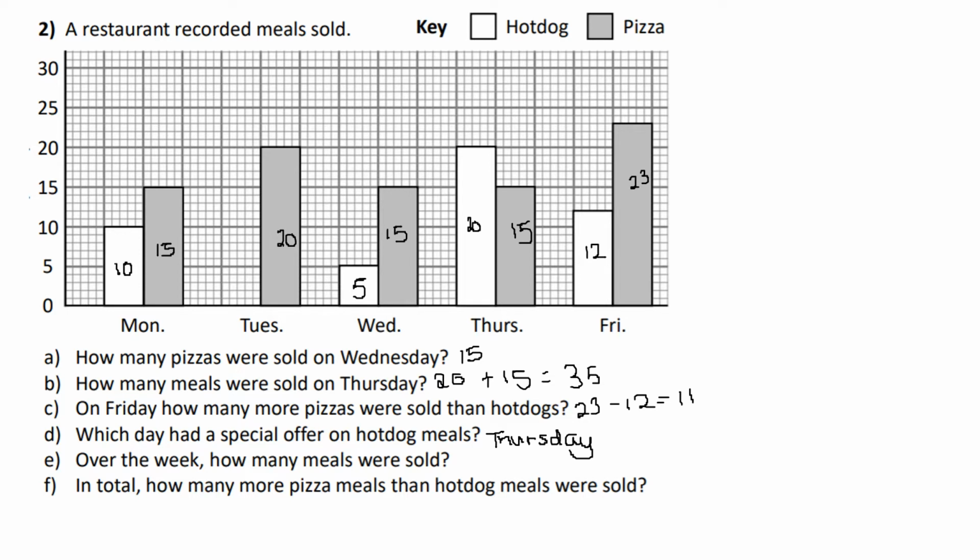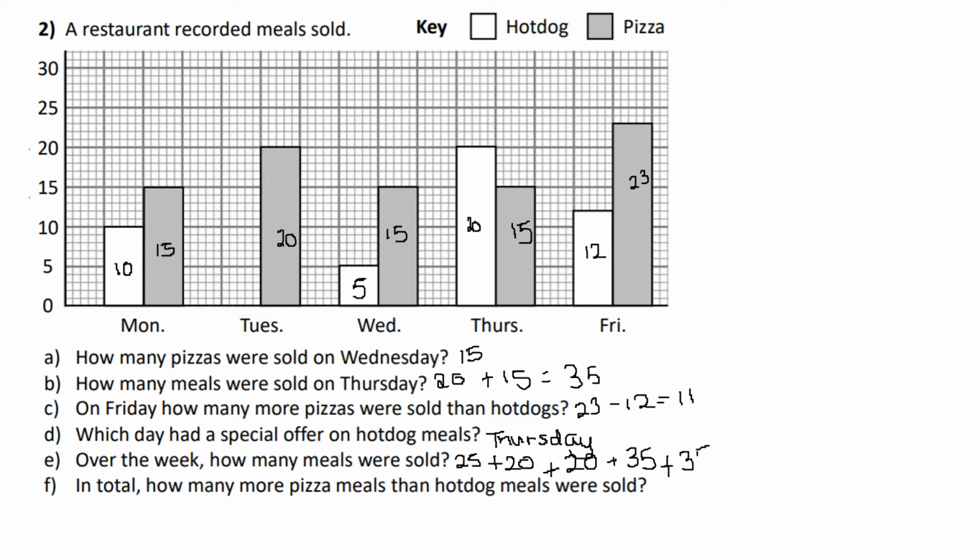So for Monday, 10 add 15, so altogether 25 meals were sold. Tuesday was 20. Wednesday was 5 hot dogs and 15 pizzas, and 5 add 15 is 20. Thursday was 20 hot dogs and 15 pizzas, which is 35. And then Friday was 12 hot dogs and 23 pizzas, which again is 35.